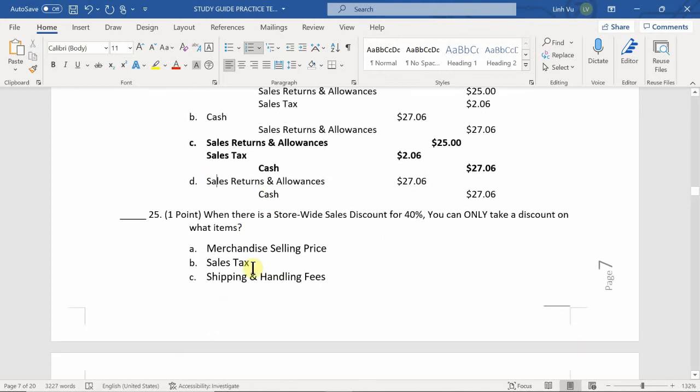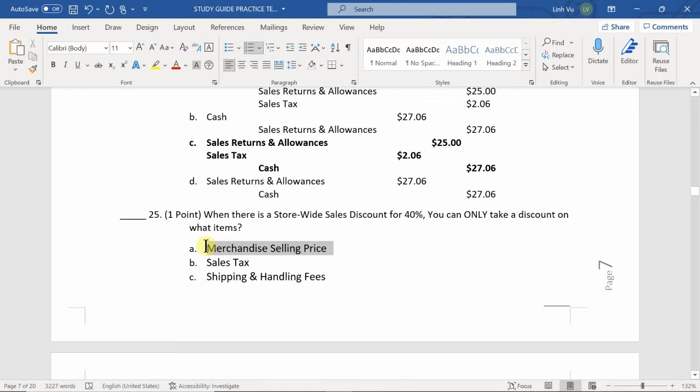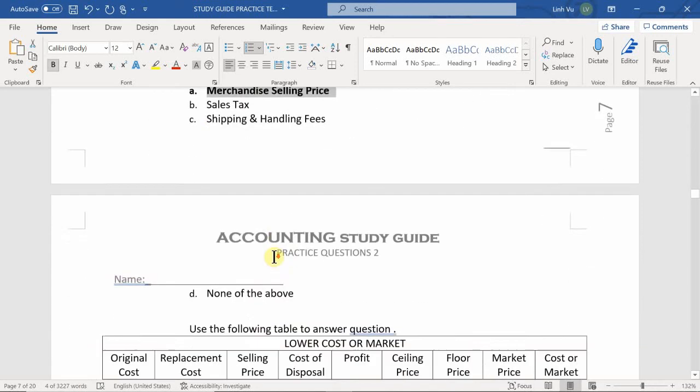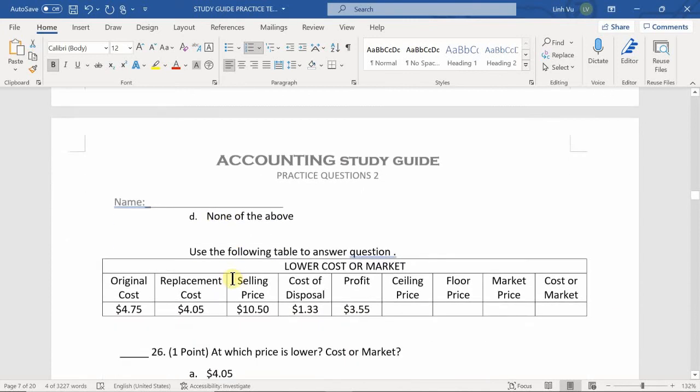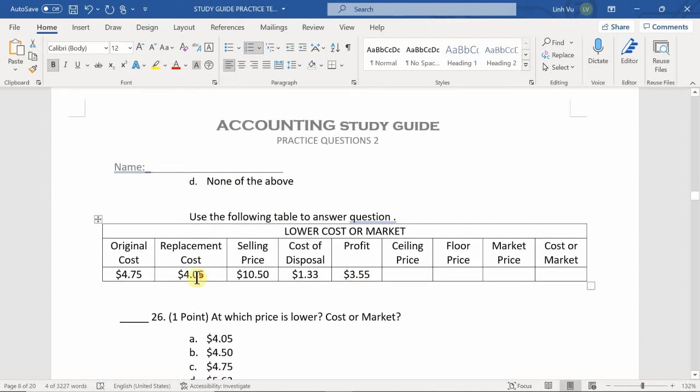Good. Question number 25 says when there is a store-wide sale discount of 40% off, you can only take a discount on which items? A. A, merchandise selling price. Yes, right. You can't take a discount off of sales tax. You can't take a discount on shipping and handling, and of course, none of the above is not the correct answer, okay?